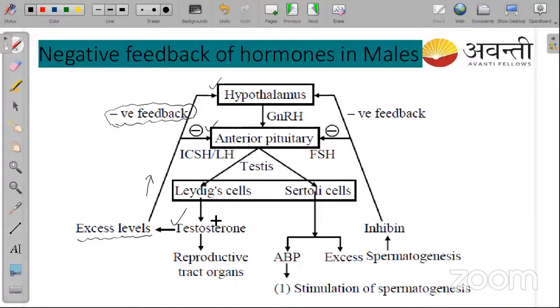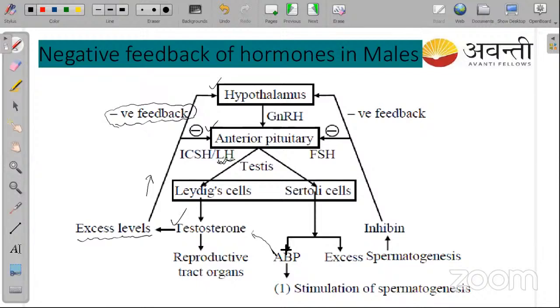Okay, so in case of excess testosterone, it stops the LH. Why? Because luteinizing hormone is responsible for the development of testosterone. Because of this, it stops the hypothalamus and anterior pituitary. Likewise here you can see ABP is responsible for the development of testosterone.